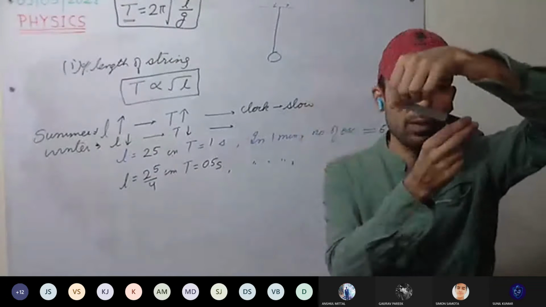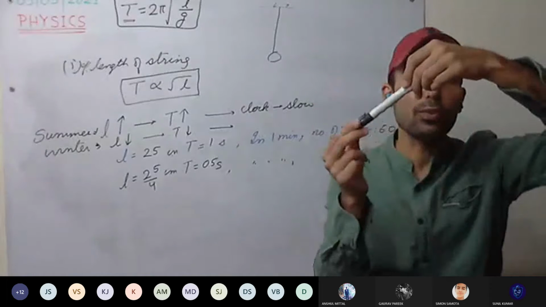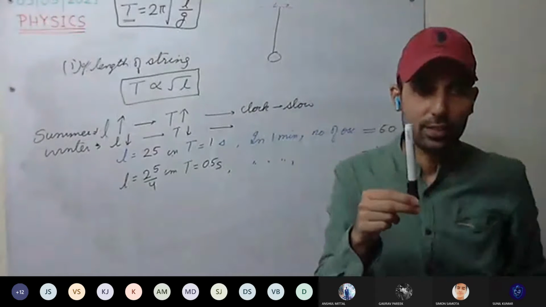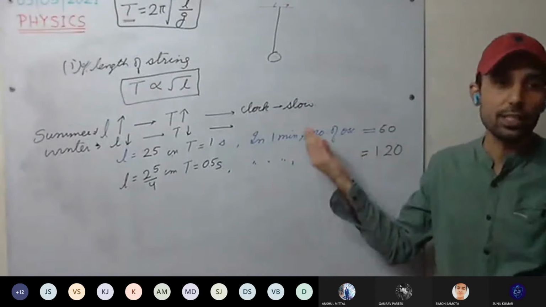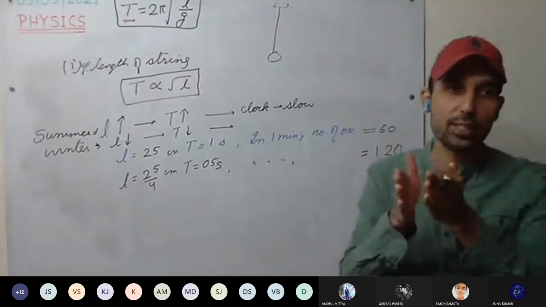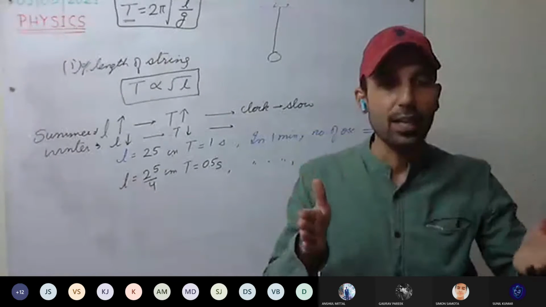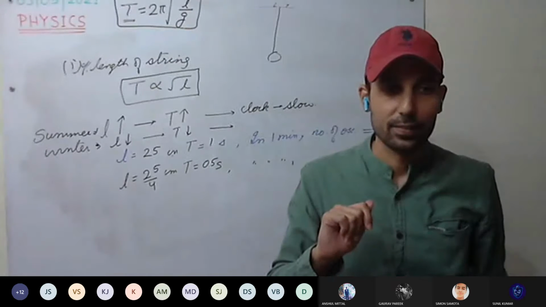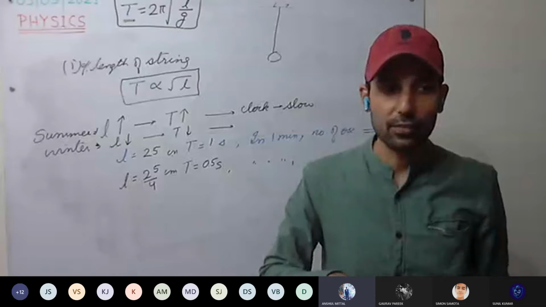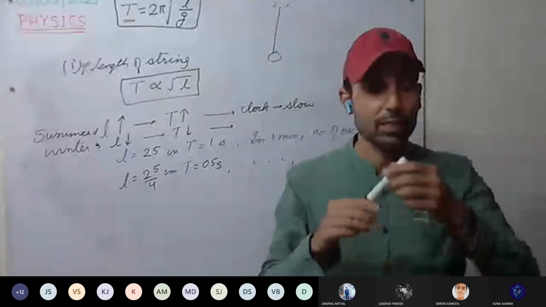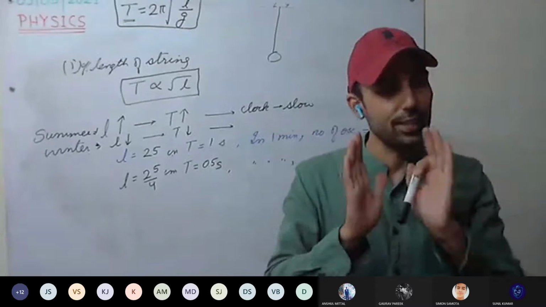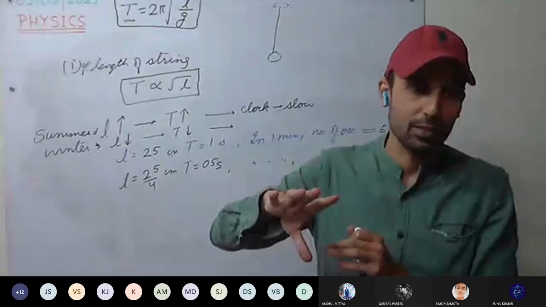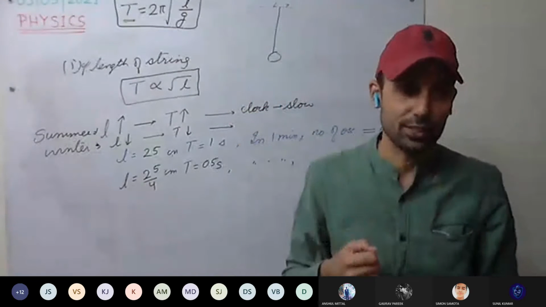So pendulum will be moving faster, number of oscillations will be more. It means clock has become faster. That is, in reality, in half an hour only it will show us 1 hour. That is, only half an hour has passed, and clock will show that 1 hour has passed. Understood this one? What will happen in winter? In reality, how much time has passed? Only half an hour. But our pendulum clock will show that 1 hour has passed. So it means clock has become faster.